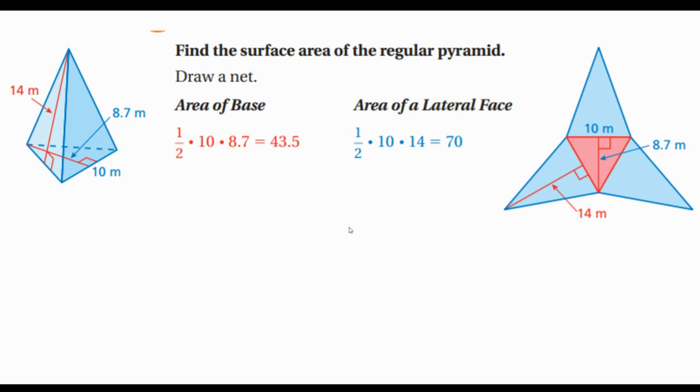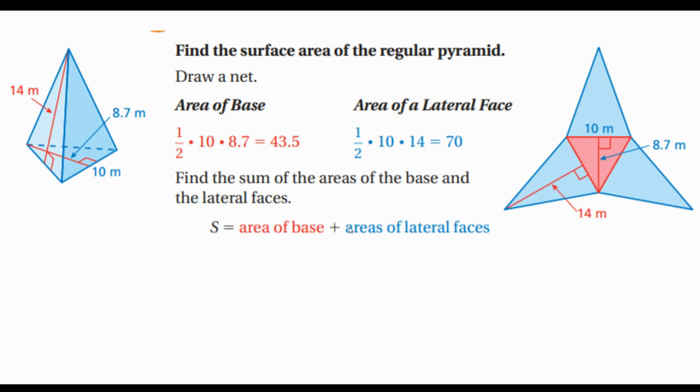So now in order to find our total surface area, we need to find the sum of the area of the base and the lateral faces. Sum meaning adding them together. So there you go, area of the base plus the area of the lateral faces. So plural, all three of them. So that looks like 43 5/10 plus 70 plus 70 plus 70. And we have the three 70s there because we have three lateral faces, those three blue faces.